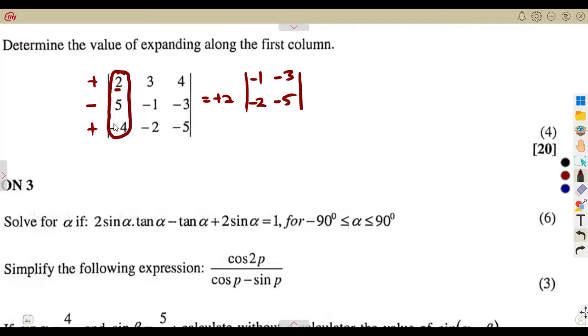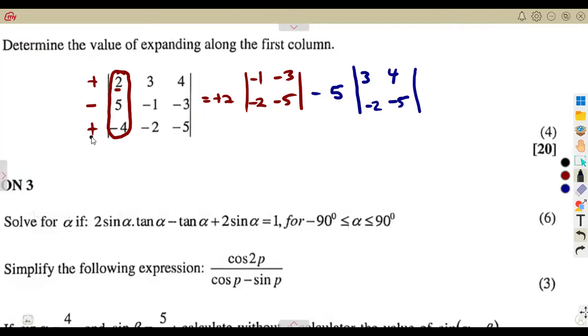You move on to another one, 5. It is affected by what? A minus. So it's -5. The determinant that we're going to have when we close the column where the 5 is, and the row where the 5 is. If you close this row and this column where 5 is, what are you remaining with? 3, 4, -2, -5. This is what you're going to write, in that order. So that's going to be 3, 4, -2, -5.